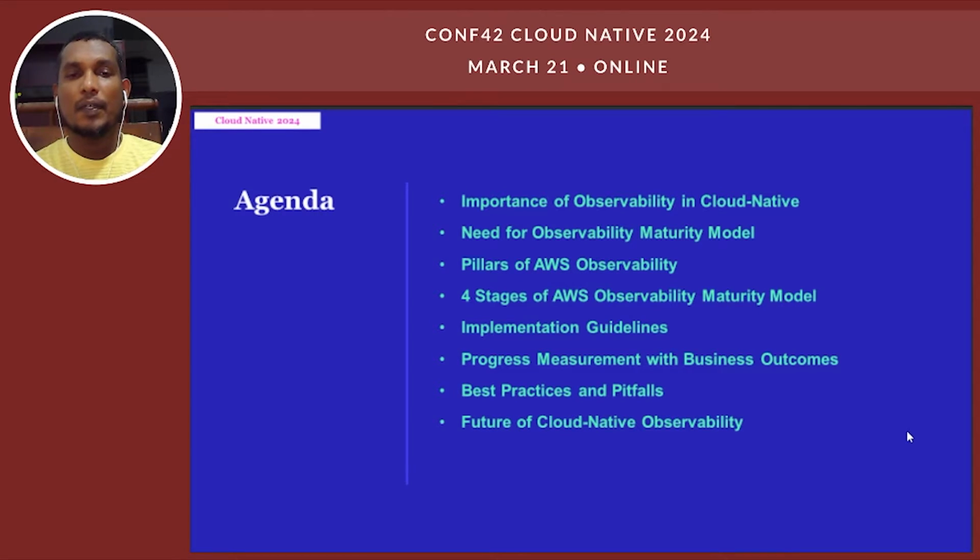And then we'll wrap it up by going through some of the best practices and pitfalls you have to avoid, and I'll also briefly talk about my predictions for cloud native observability in the future.